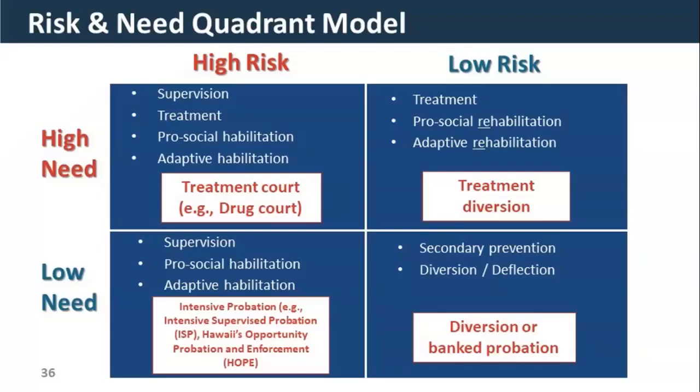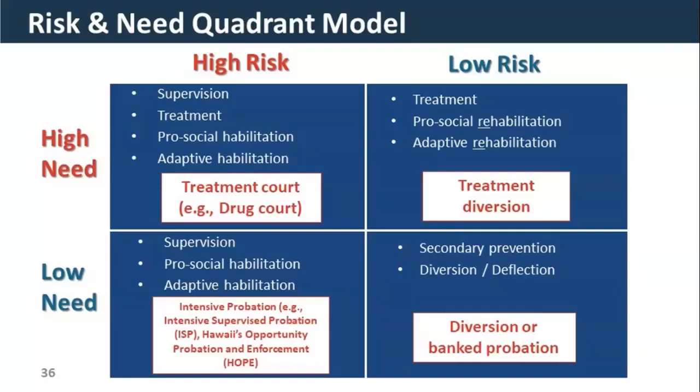So in addition to treating the clinical disorder, the addiction, mental illness, you need to address these dysfunctional thought patterns in this population. And then adaptive habilitation is the job training, the literacy courses, learning to open a bank account, parenting skills, those kinds of interventions that help people to function effectively in the community. And I'll get to this a little more in a bit, but the order of these interventions is critically important.